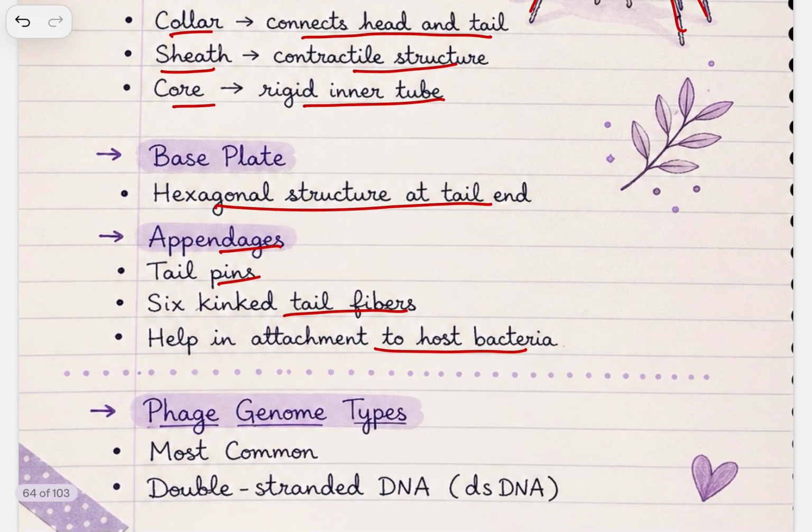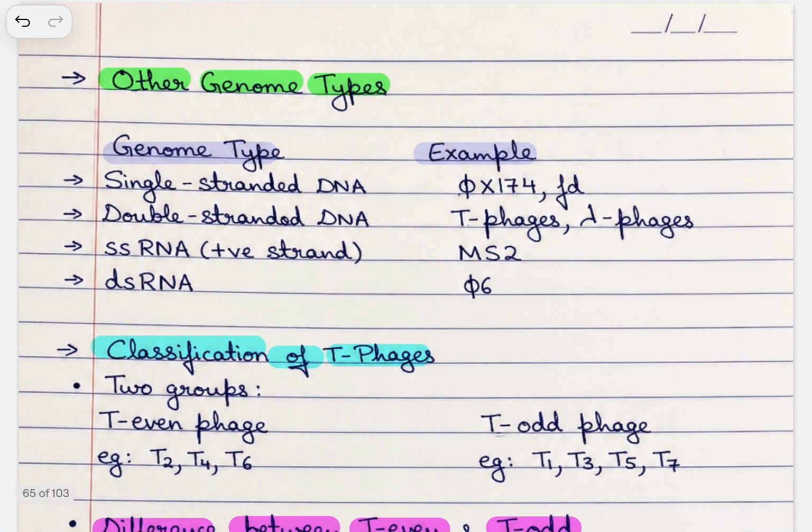Phage genome type: most common is double stranded DNA. Other genome types: single stranded DNA; example, this double stranded DNA, T phages, lambda phages; single stranded positive strand, MS2; double stranded RNA, this.